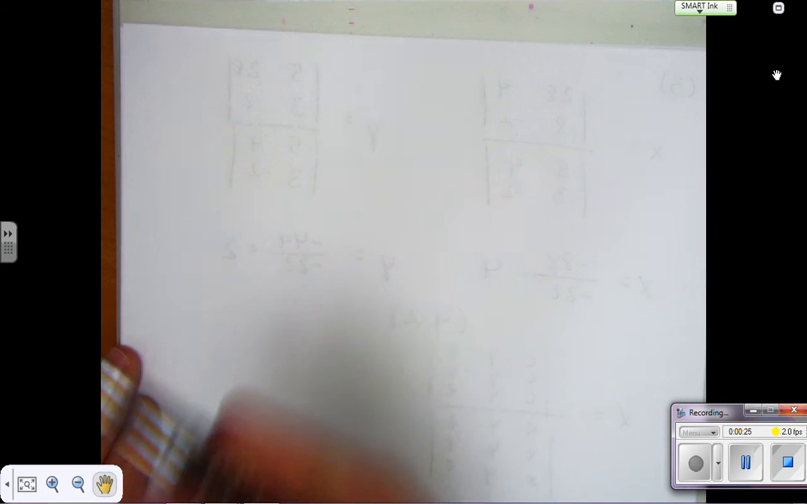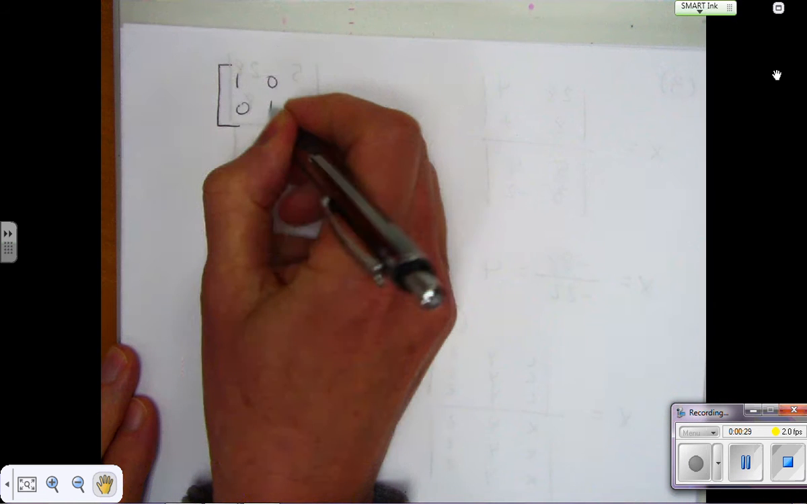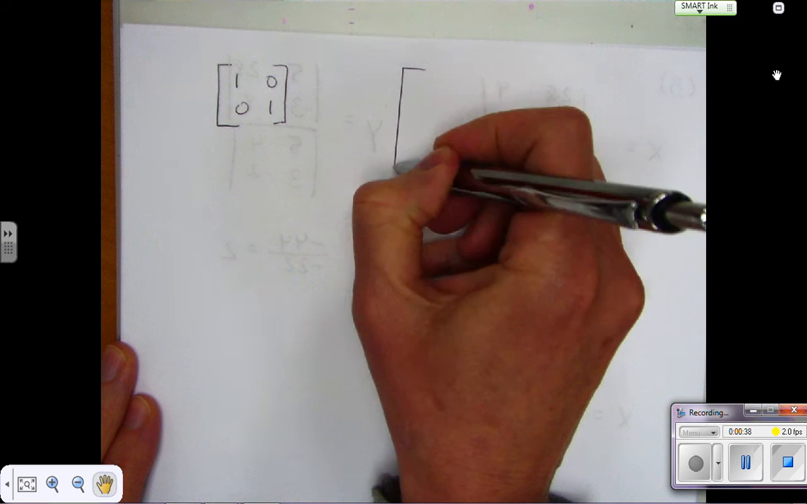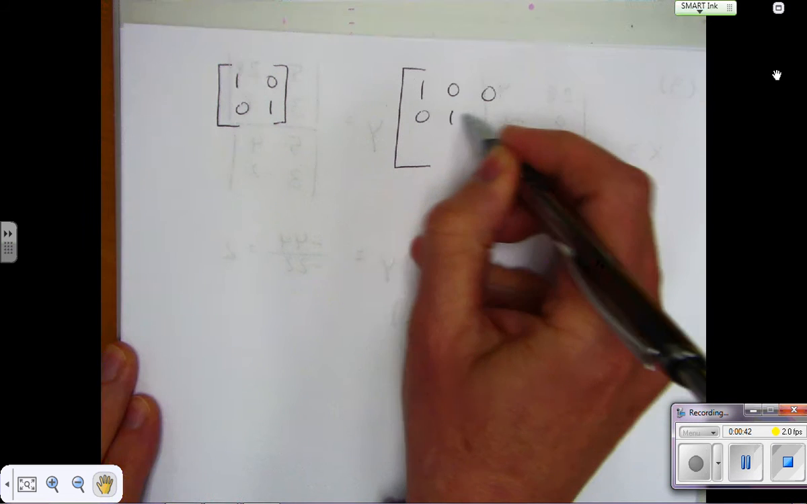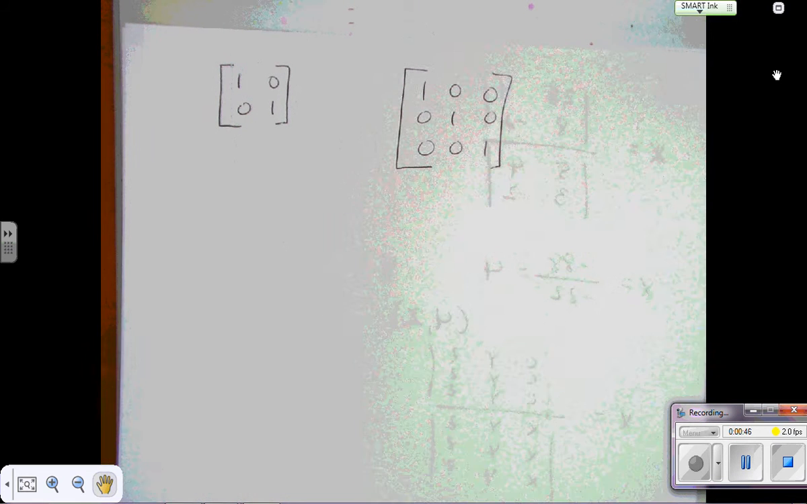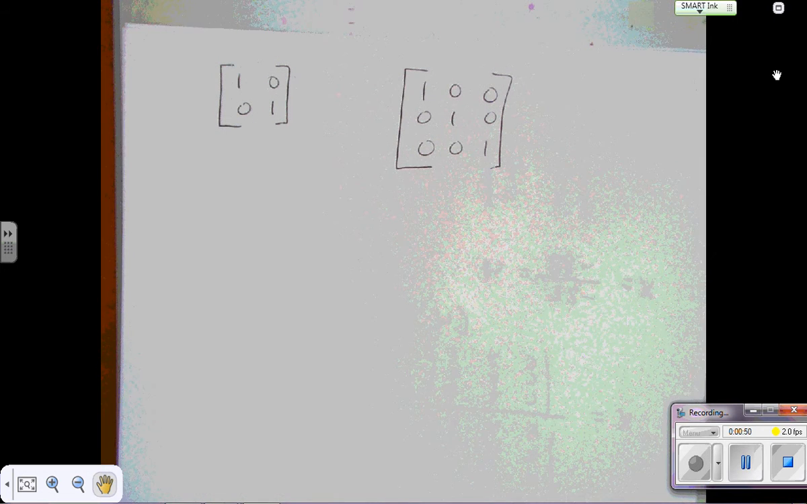The identity matrix for a 2 by 2 matrix is 1, 0, 0, 1, in that order. Those exact signs, that exact thing. Okay, that's the identity matrix for a 2 by 2. If it's a 3 by 3, then your identity matrix looks like this. Okay, so you have to have a square matrix to have an identity matrix.